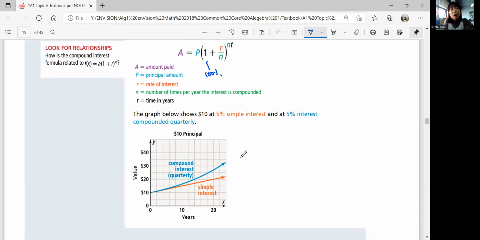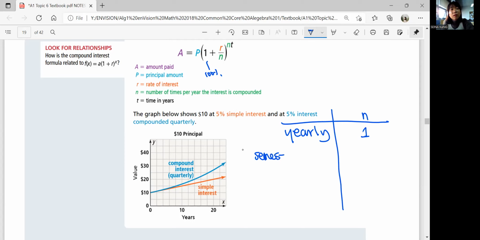So now is a good time to go over the vocabulary that we're going to see. If you get interest yearly, then how many times do you get paid every year? Once. If you get interest yearly, then you just get 1 interest payment every year. If you get a semiannual interest, every half year, then that means you get paid twice every year.